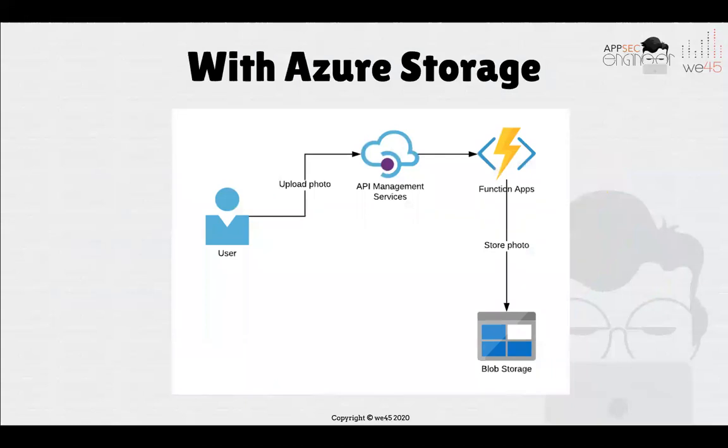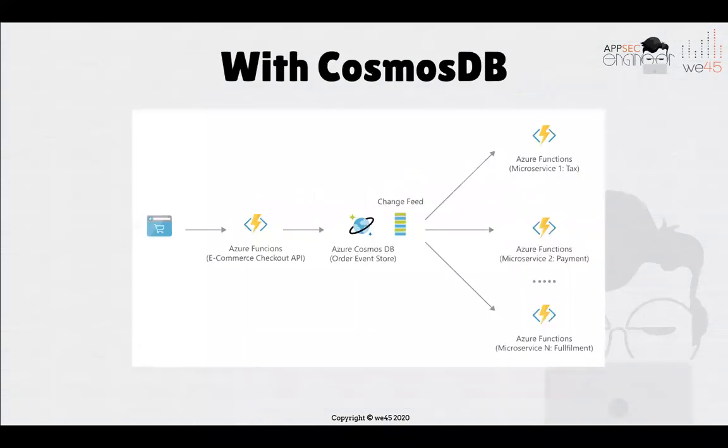So this is one simple example where a user uploads a photo which hits the serverless function, Azure Functions, and then it gets stored in an Azure service called Blob Storage. And this is another e-commerce scenario where a particular user is trying to order something. The order is registered via Cosmos DB, which first hits the Azure Functions, then goes to Cosmos DB. Once Cosmos DB registers all the events, it triggers other Azure Functions to handle the taxes and payments and other stuff like that.